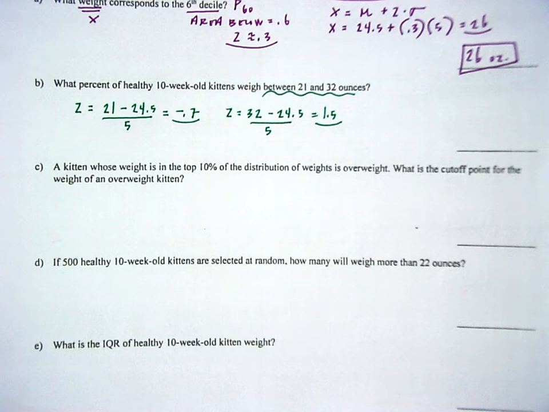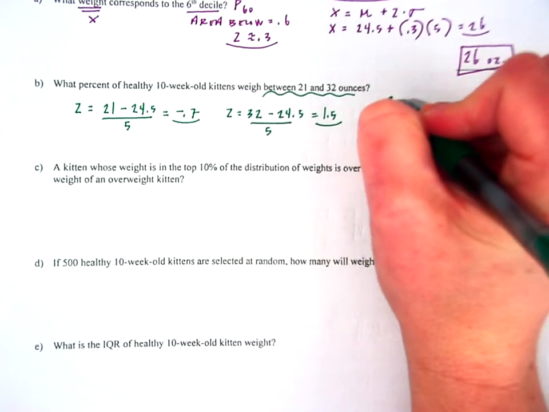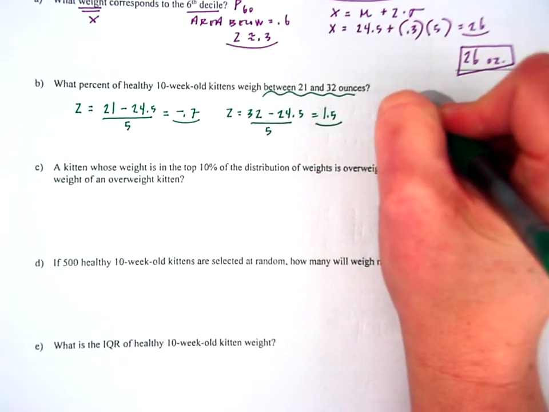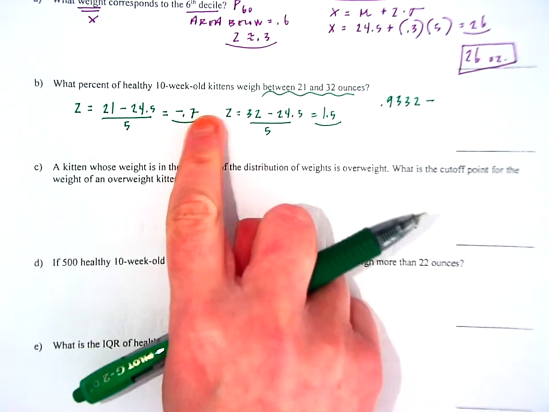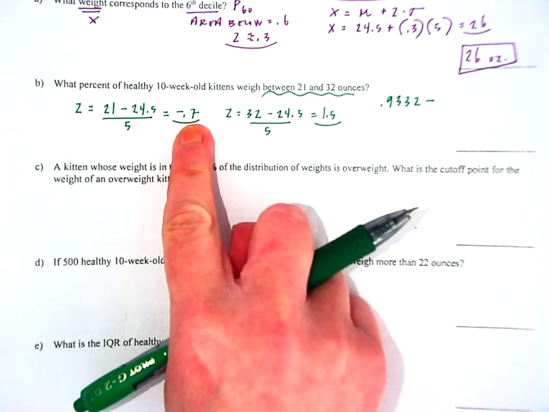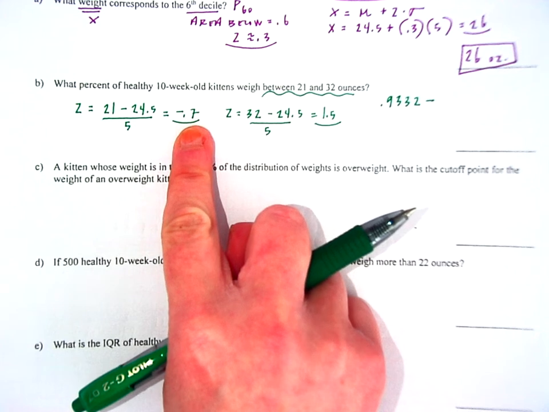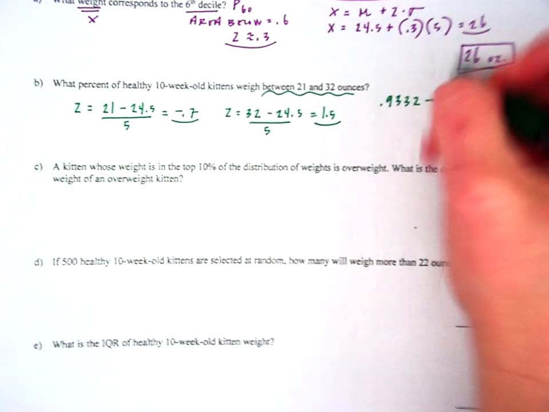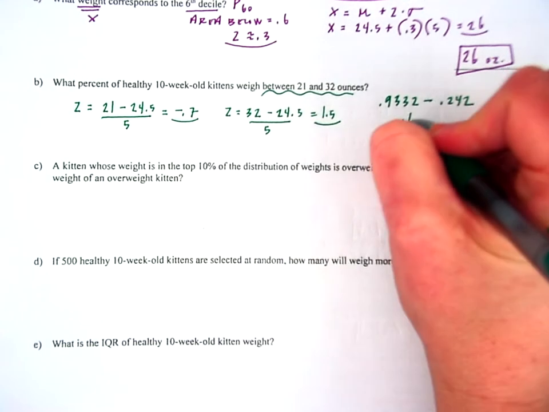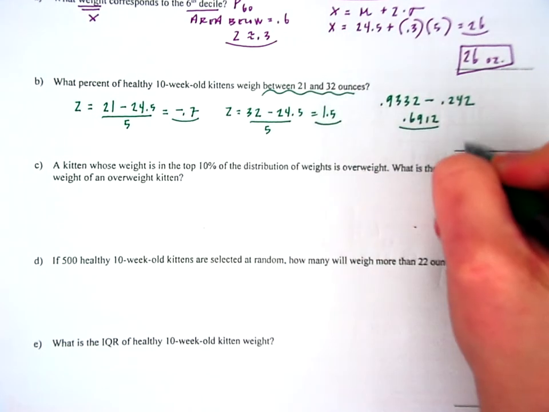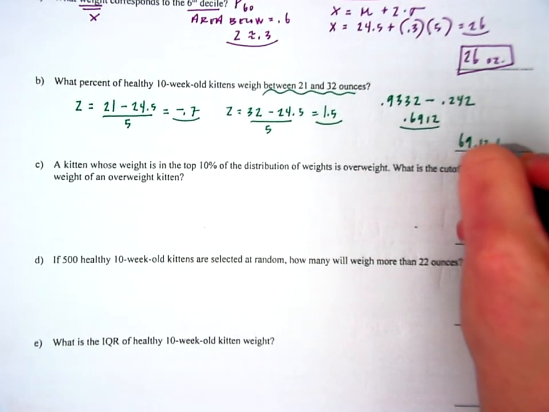So if I look up the larger one, the 1.5, I can see that the proportion below it is 0.9332. So I'm going to start with that, 0.9332. That is the area below a z-score of 1.5. Now I need the area below a z-score of negative 0.7. If I look at negative 0.7 on my chart, the proportion below is 0.242. So when I crunch that, I get 0.6912, or 69.12%.